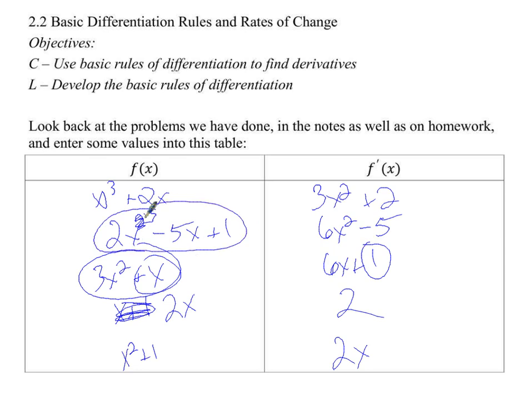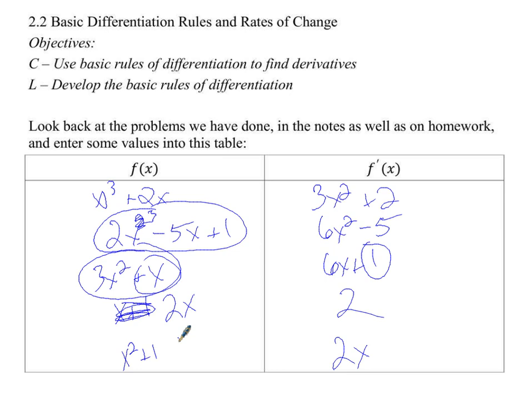Take a look at this one. 2x to the third turned into what? Minus 5x turned into what? And what happened to that plus 1? It disappeared? It just disappeared. Did that happen down here for the x squared plus 1 as well?